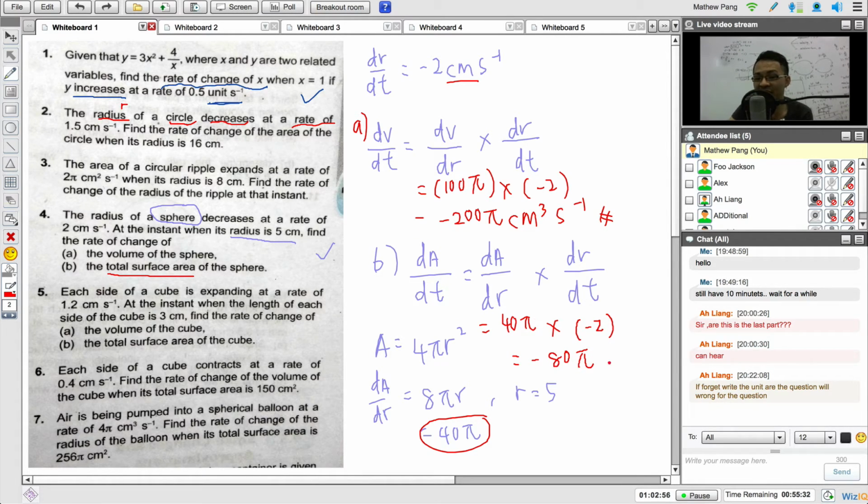And because this is area, right? I know it's cm square per second. Okay, got the idea how to do this kind of question? Okay, because it's quite run out of time, so I'm going to stop here.